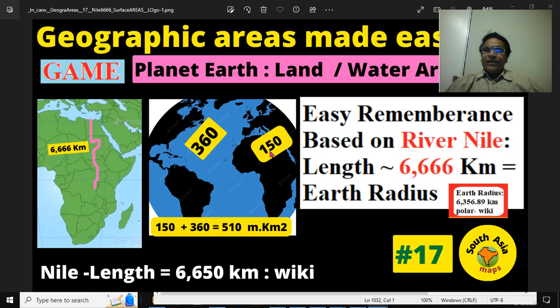You are a healthy person, live 100 years. You are super healthy, live 50 more years. 150, you live on the land area. 150 million square kilometers. These are the million kilometers. That is, a square kilometer is like this, and you put it in millions: 150 and 360 will be roughly 510 million square kilometers. This is the entire surface area of the planet Earth, that we have discussed so many times.